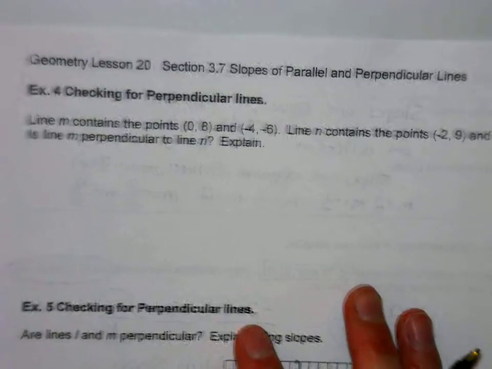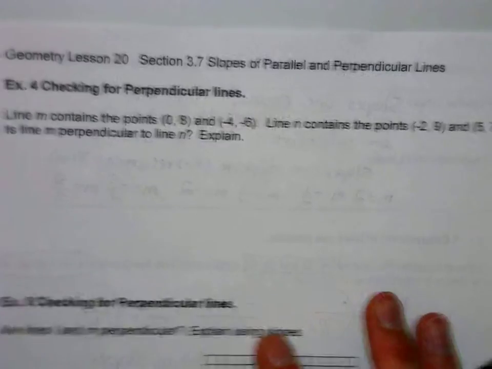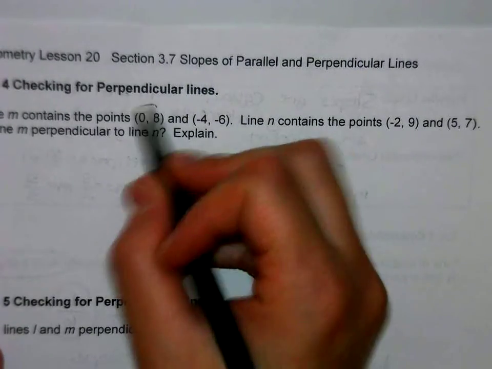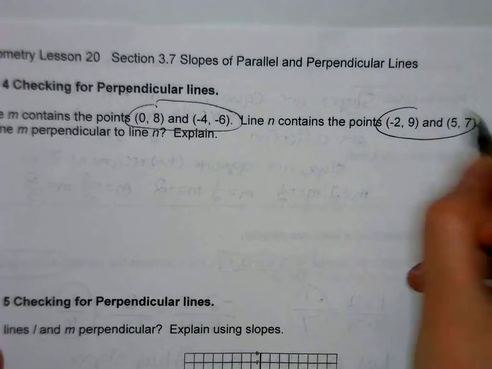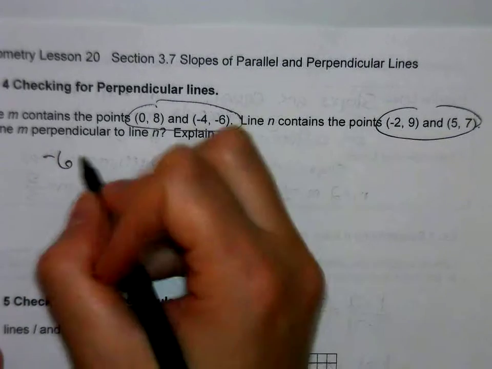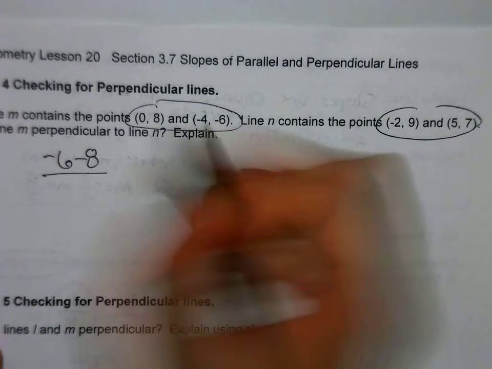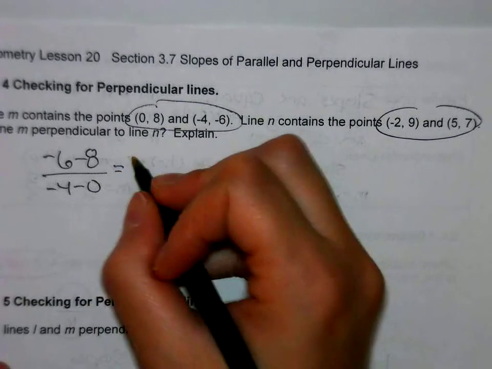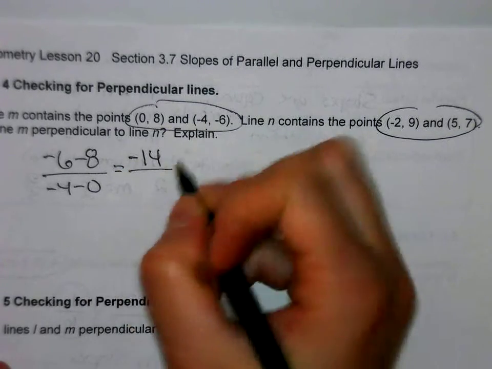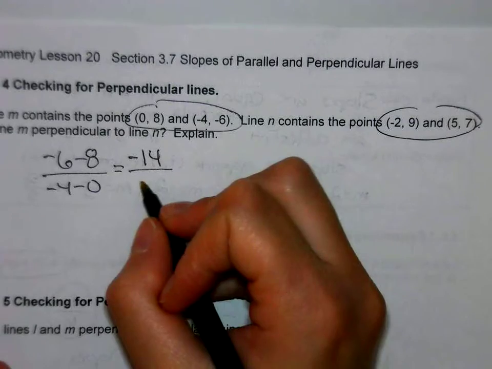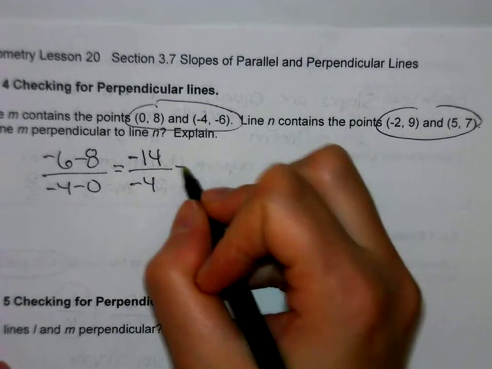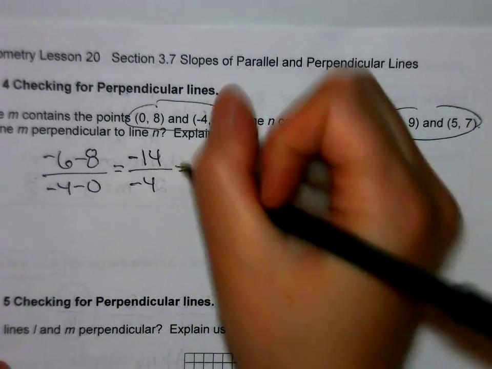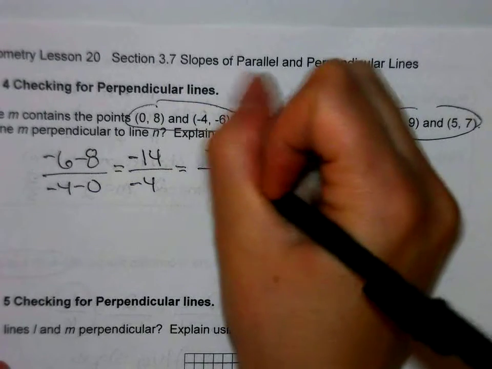Let's look at some example problems with perpendicular lines. So let's do the same thing we did with parallel. We need to find the slope of both of these. So we have -6 minus 8 over -4 minus 0. Negative 6 minus 8 is negative 14. Negative 4 minus 0 is negative 4. If we reduce this, we end up with a positive 7 over 2.